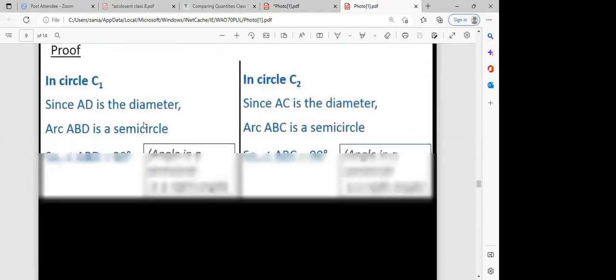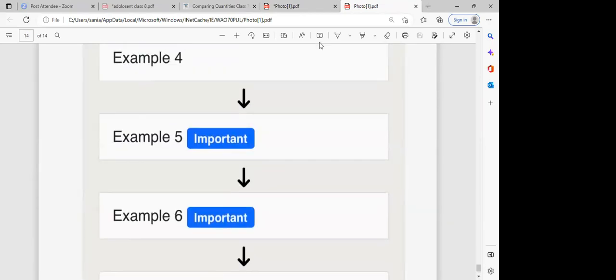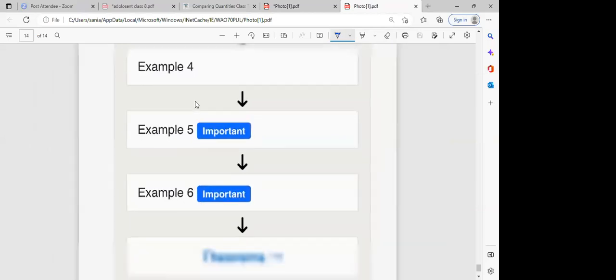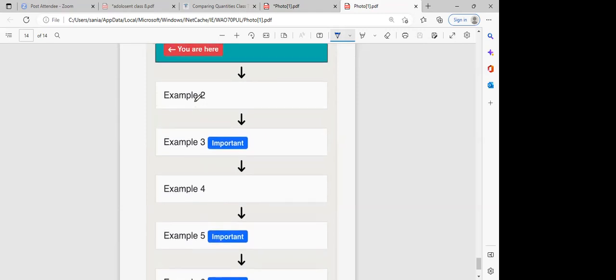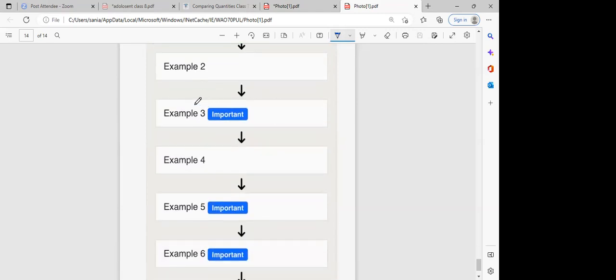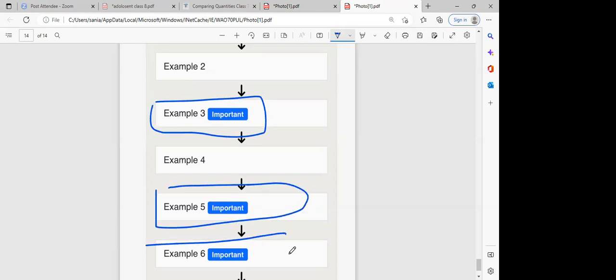Let's just see. Okay, before doing this, there are a few things you need to keep in mind. This first one is not important, it will not come in your exam, but it was important to cover all other things. So example 2, example 3, example 4. Example 3 is very, very important. You can mark it in your book. Example 5 is also very, very important. And example 6 is also very, very important. Others are also important, but these are the most important examples. Clear? Yes, ma'am. You can write on the first page, or mark in your book. Example 3, example 5, and example 6 are most important. Okay?